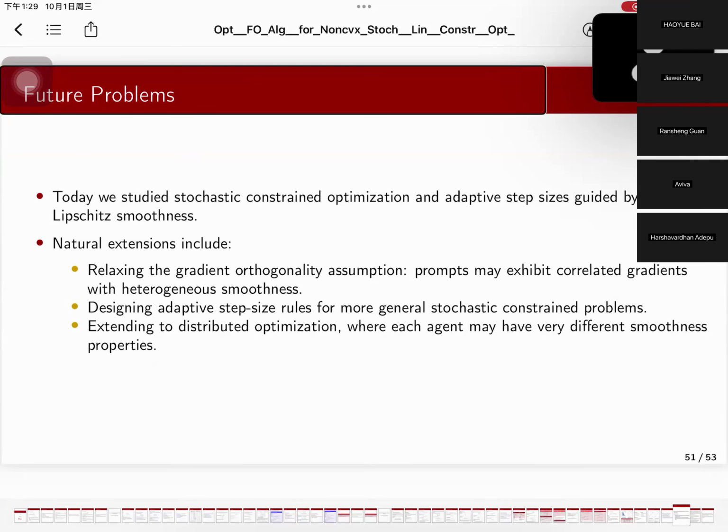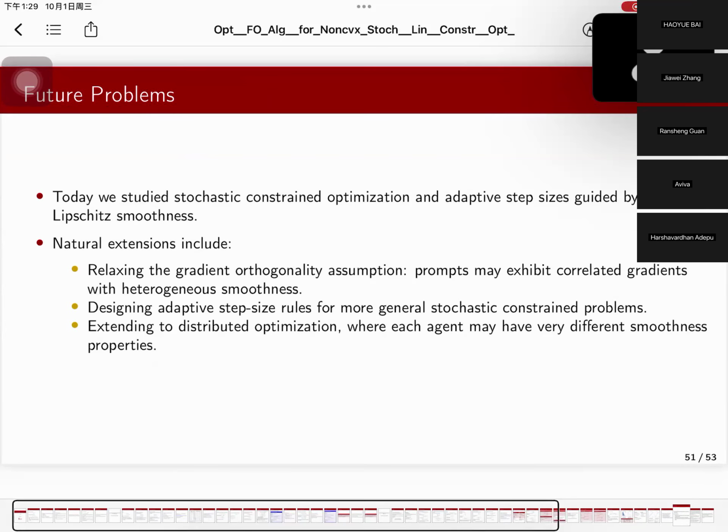Okay, so here are some future directions. Today I talked about first-order algorithms for constrained problems, but still under Lipschitz smoothness conditions. Suppose we want to use a local curvature, local Lipschitz smoothness assumption: can we prove the convergence rates? Also, in our proof we make some assumptions like the gradient orthogonality assumption. Can we relax these assumptions?